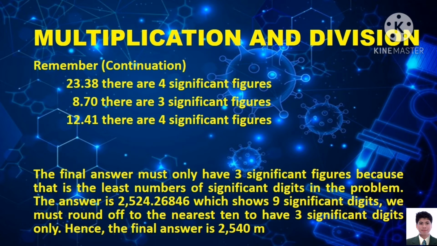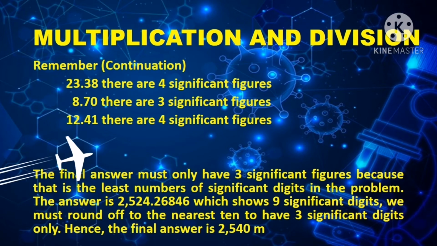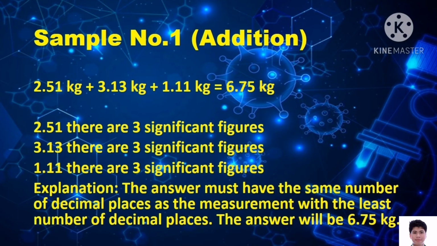2,524.26846, which shows 9 significant digits. We must round up to the nearest 10 to have 3 significant digits only. Hence, the final answer is 2,540 meters. Learners, in sample number 1, it is addition.